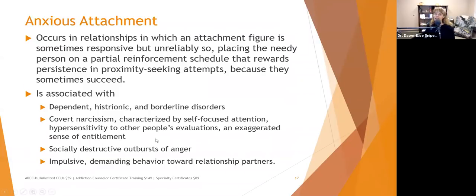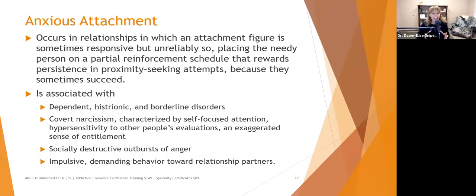Anxious attachment occurs in relationships in which an attachment figure is sometimes responsive but unreliably, so this is still insecure, placing the needy person on a partial reinforcement schedule that rewards persistence and proximity-seeking attempts because they sometimes succeed. And the research on all of this stuff is in your classroom.